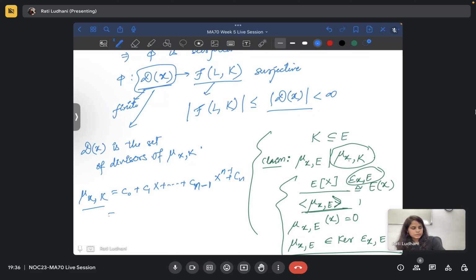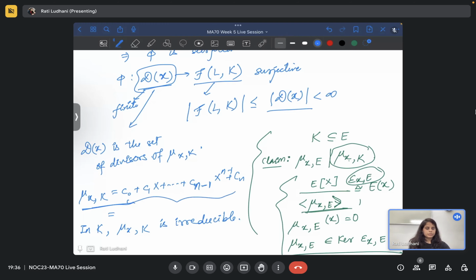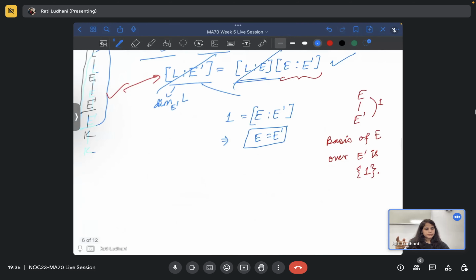One more thing to always remember: firstly you can reduce it by prime factorization. You can reduce it to some irreducibles, right? So in k, mu xk is irreducible. But when you go beyond k, like you take a bigger field than k, then there might be some factors which split out of this polynomial, as we did for this example.